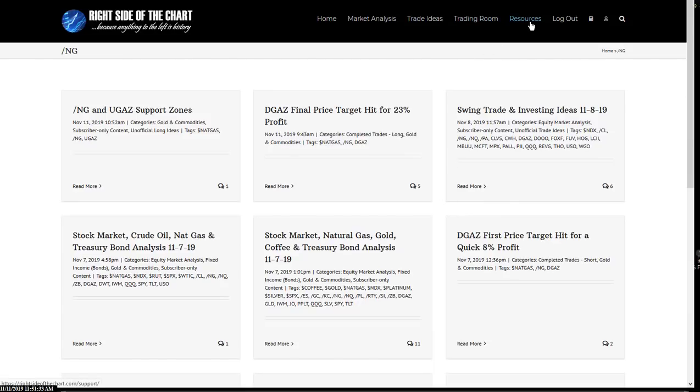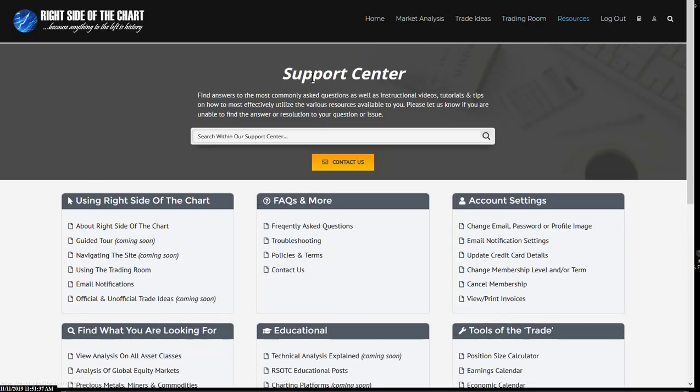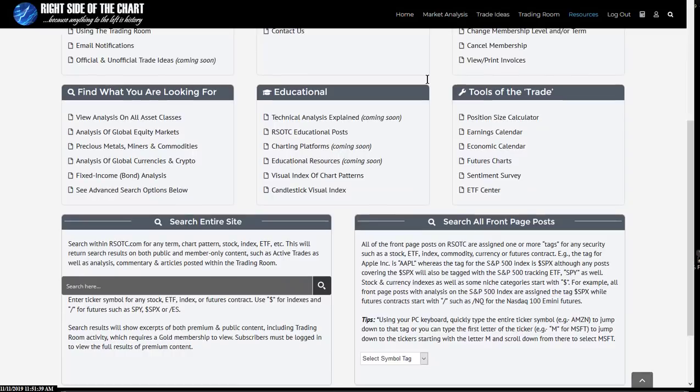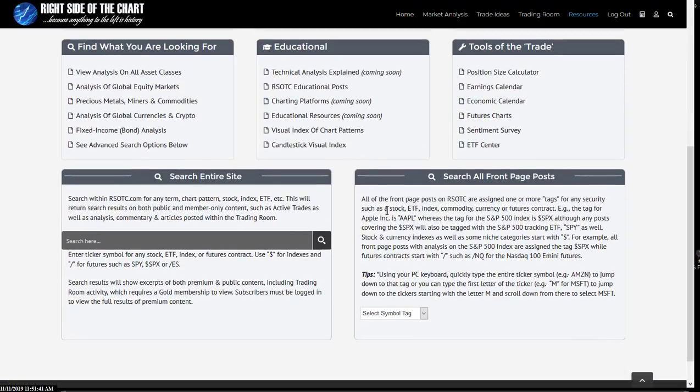The other way is to click on the resources tab. That brings you into the right side of the chart support center. Down towards the bottom, this is where you can find what you're looking for. This is probably the best thing to use, and I can tell you, if you're a silver member, one of the best options right here is select symbol tag.